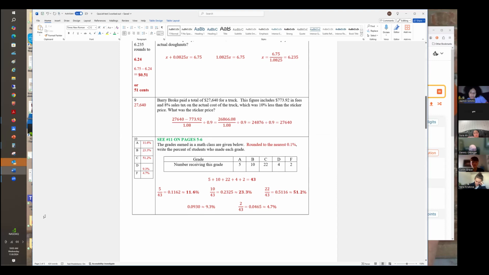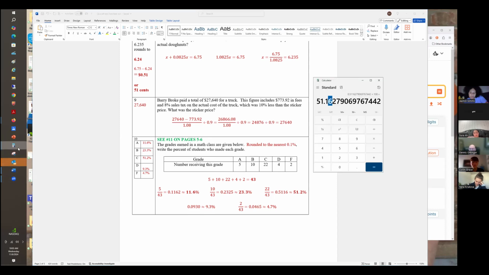There were 4 D's. Whoops, that was not good. 4 divided by 43 is that. Move the point 2 places to the right, 9.30. Okay, 9.30. Or you can multiply it by 100. And you get 9.30. Is the 0 big enough? No, it stays 9.3.